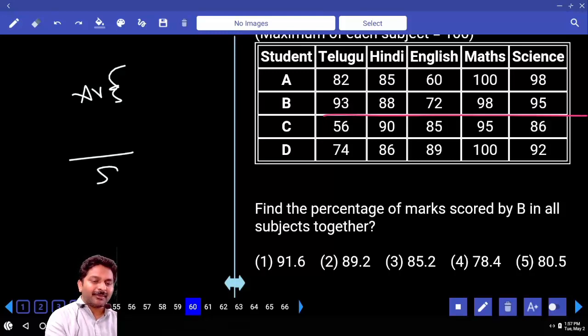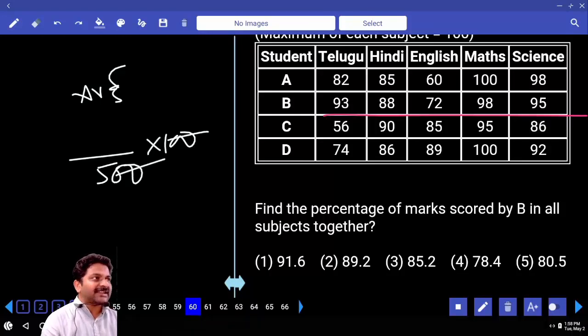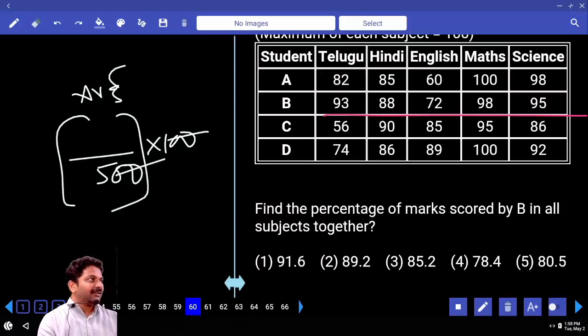అదే కదా మనం మాట్లాడాము. 5 సబ్జెక్ట్స్ ఉన్నాయి కాబట్టి బై 5 వేయండి అని అన్నాను నేను. But actually if you follow by 500 into 100, 2 zeros get cancelled. So that is again equal to average. Total maximum marks in each subject must be same, and maximum marks for each subject must be 100. In that case, directly we can go for average.